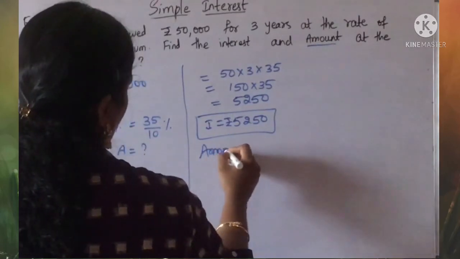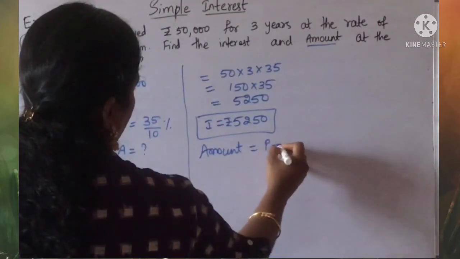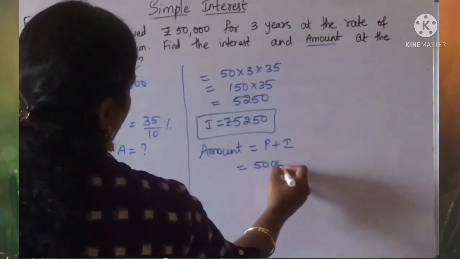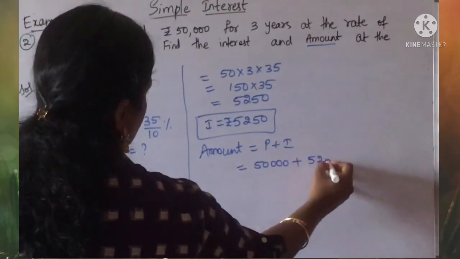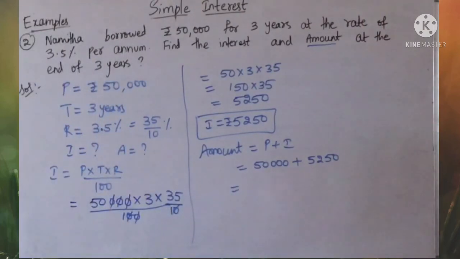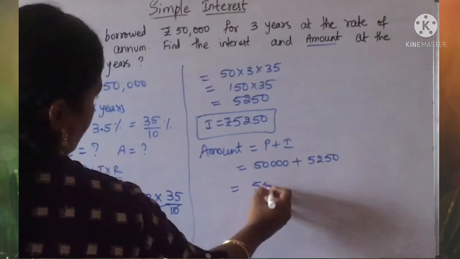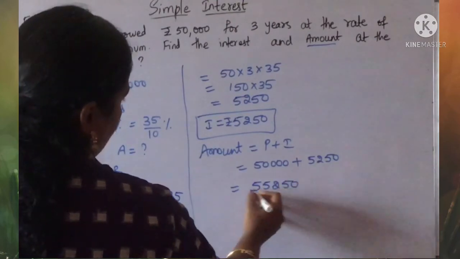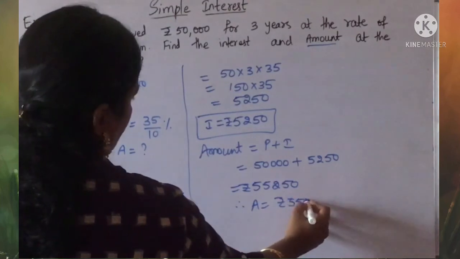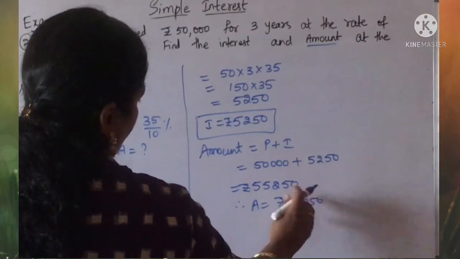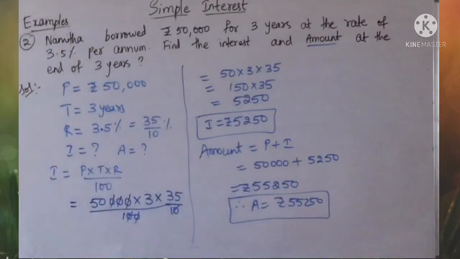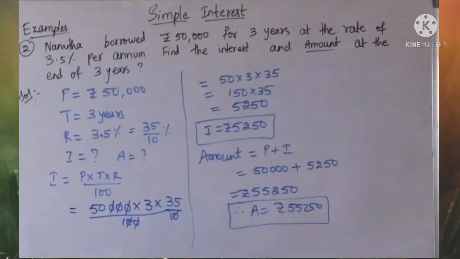So what is amount? Amount is nothing but the principal plus interest. So what is the principal here? 50,000 plus 5,250. So when you add here 50,000 and 5,250, you will get 55,250 rupees is the amount. So amount is rupees 55,250. So this is how we need to find the interest and the amount in simple interest.